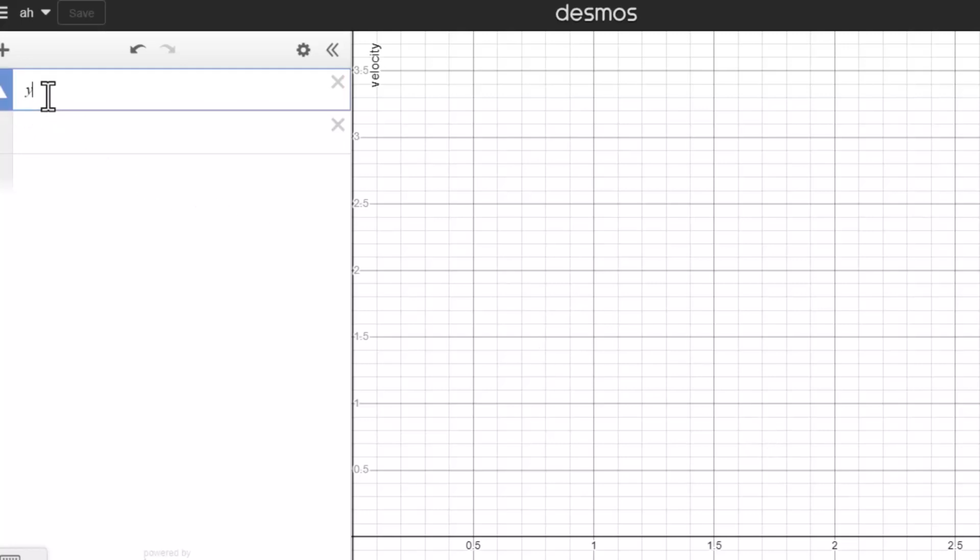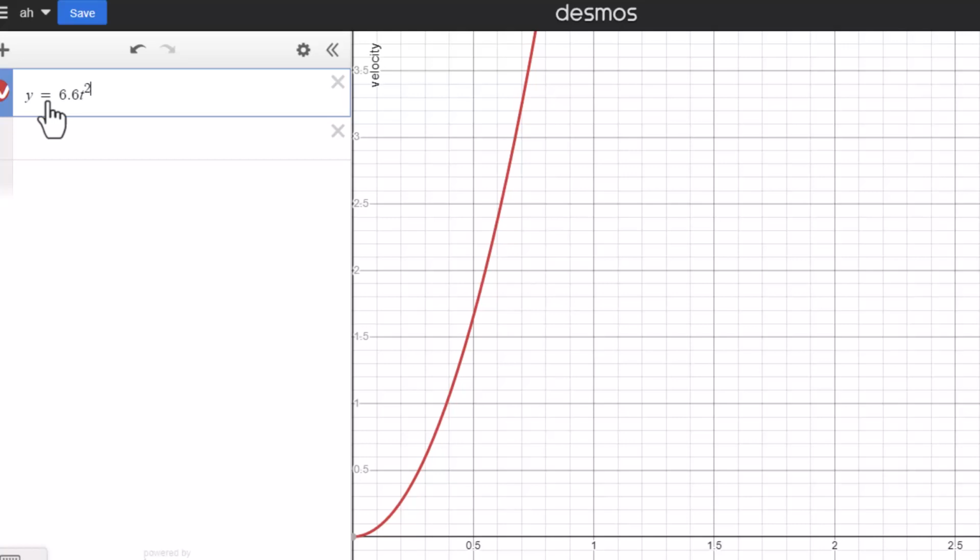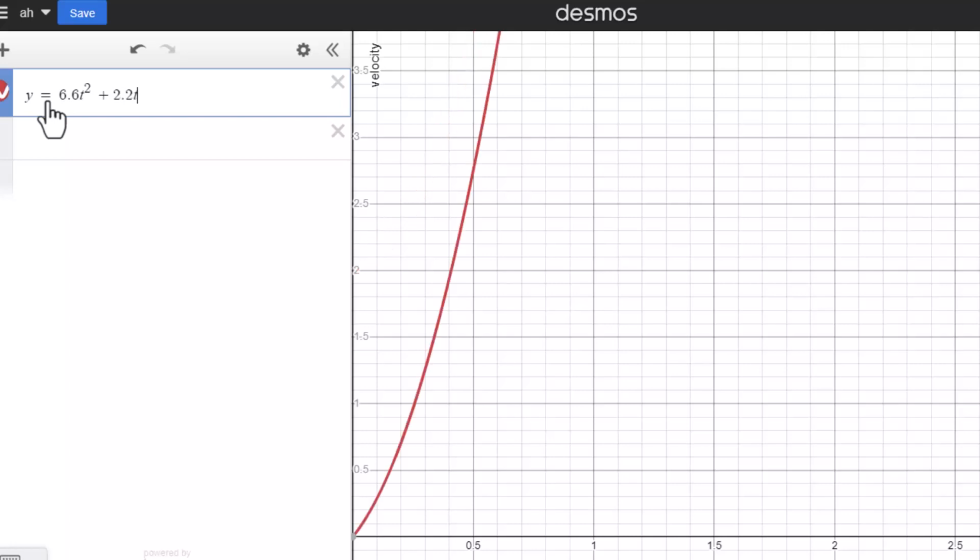All you have to do is put in your equation. Our velocity equation, we'll call it y, was equal to 6.6t squared, and we just put in the squared for that. We also had to add on 2.2t, and that was our graph done. As you can see, you're getting the parabola type graph from 0 all the way up like that. The curve is up, the famous parabola.